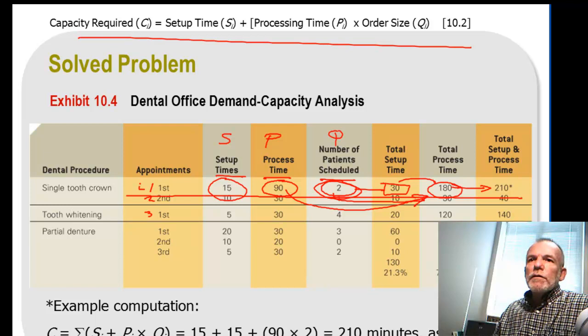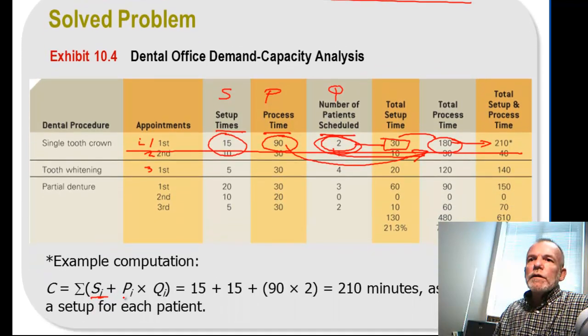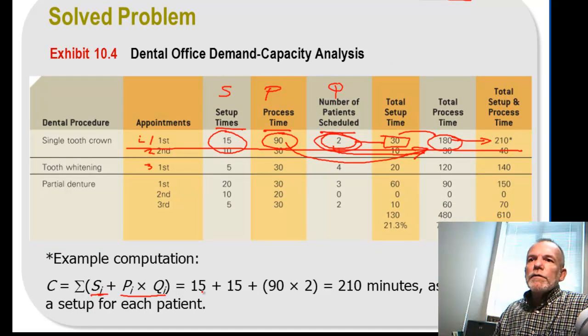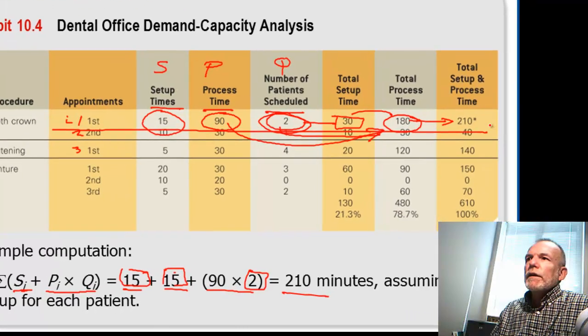Right, so it's a summation of the setup times plus this. In this case, we're saying each patient requires a setup time, so we're not able to just set up once and then process multiple patients. We have a setup time for each patient, so that's why it's appearing twice. And then this is a processing time times the number processed. So 210 minutes would be what it would take for each patient.